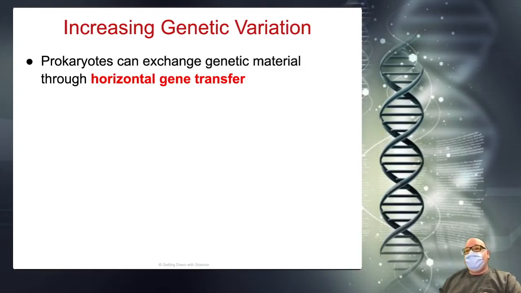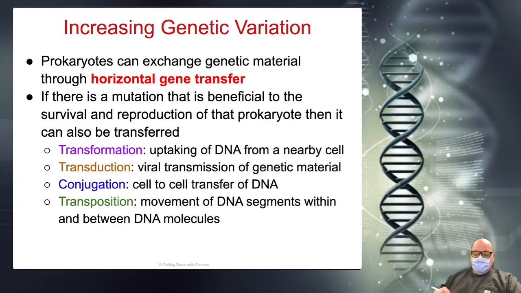Prokaryotes can mutate as well, but they can also do this thing called horizontal gene transfer. This is the closest you can get to bacteria sex. If there is a mutation that's beneficial to survival, prokaryotes can also transfer genes back and forth.